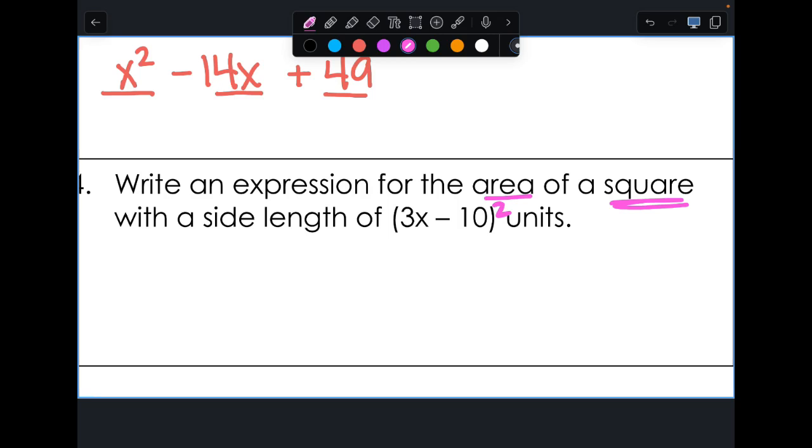All right. So you end up with 3 terms. 3x times 3x is? 9x squared. Let's square the last. Negative 10 times negative 10? Positive 100.